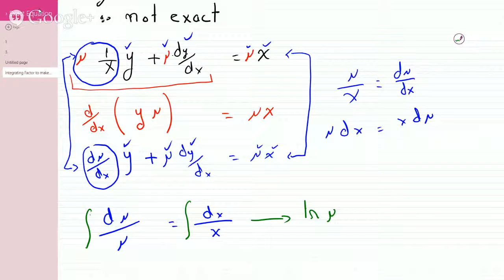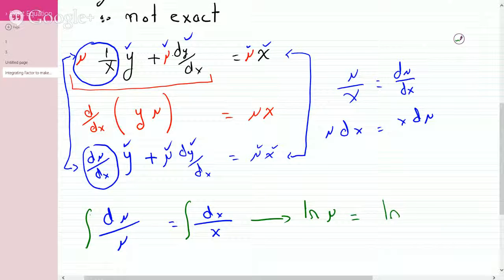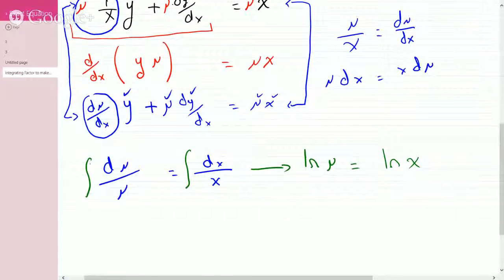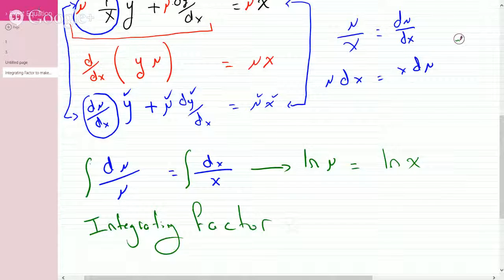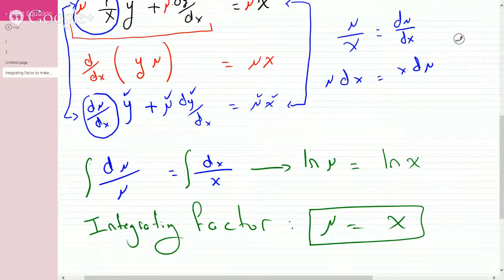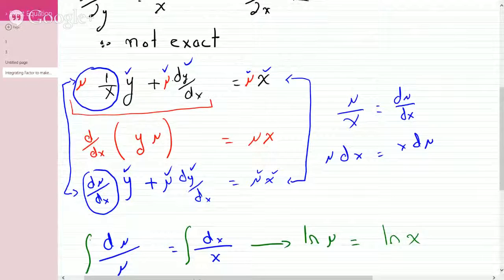So then we get ln mu equals ln x, because integral of dx over x is ln x, which means mu has to equal x. So our integrating factor, we've arrived at our integrating factor, is actually mu equals x. And now we go back and we do what we initially intended to do.